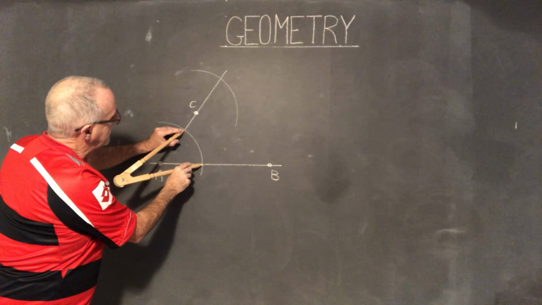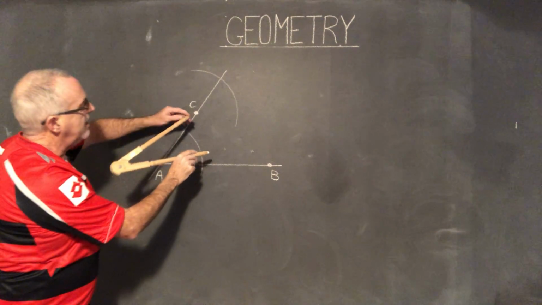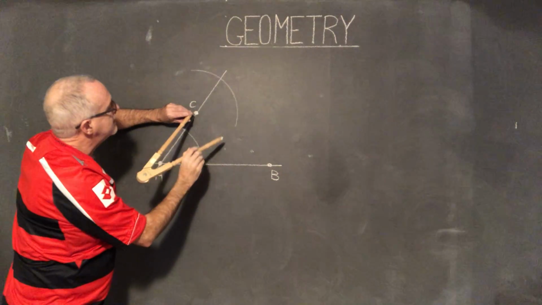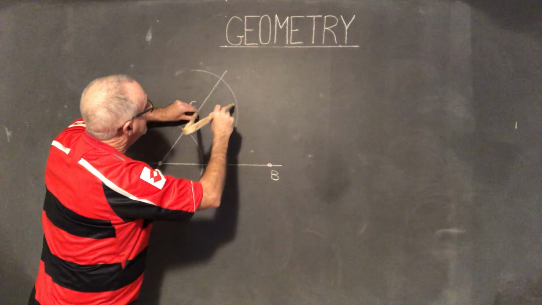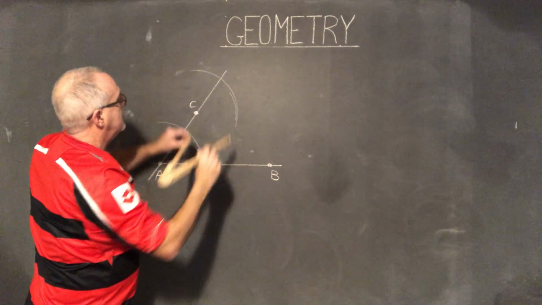So, what do I do now? I'm going to take my rubber point and put it on C, and keeping this arc distance the same, from C I'm going to draw an arc that goes through, what a mess.